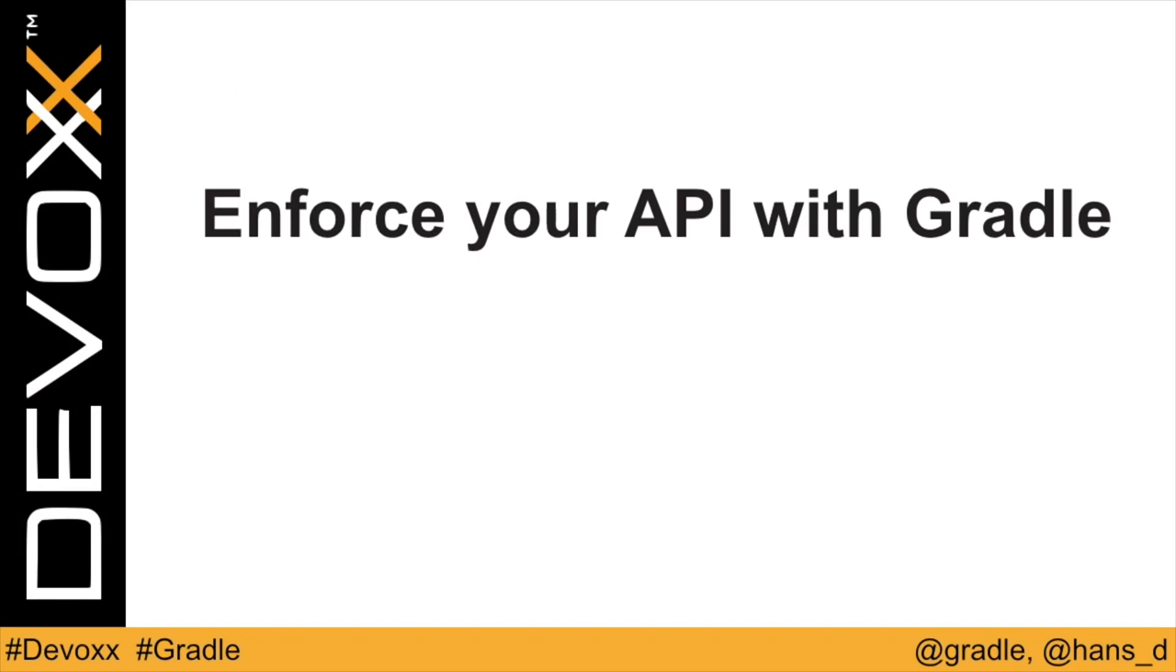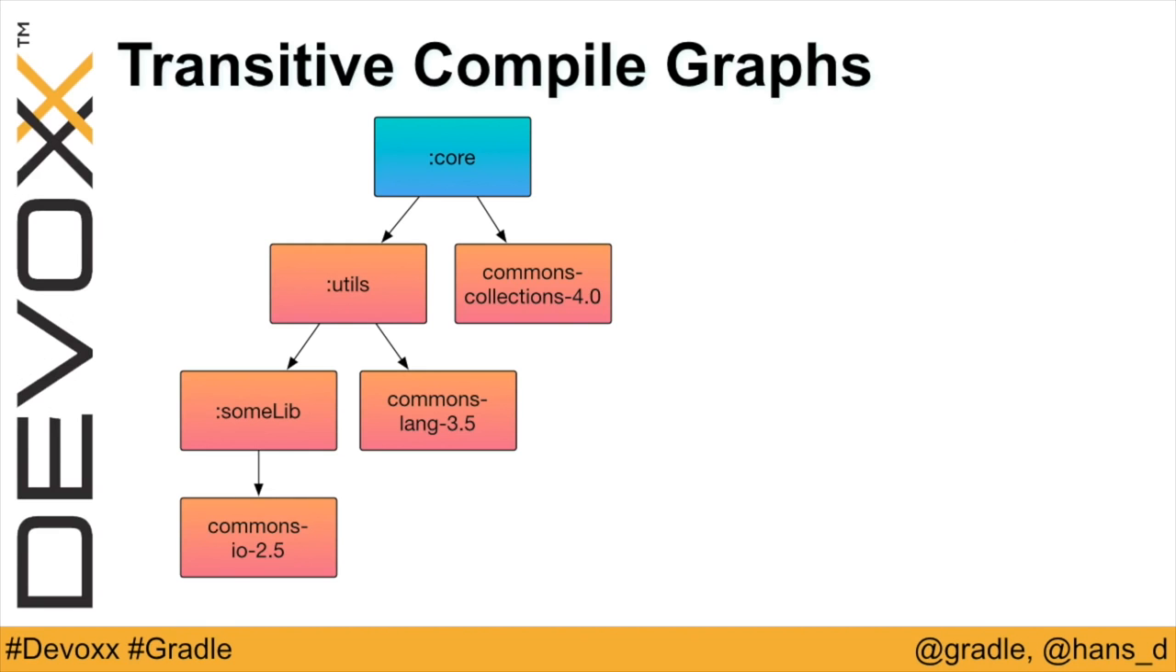Good. So final feature, last feature I want to talk about tonight, one of my favorite topics. It addresses many scalability dimensions at once. So it's about enforcing the API. So let's look at the following project. It's a multi-module build that contains 3 modules. Core depends on util, depends on sumlib, and they have some external dependencies, right?